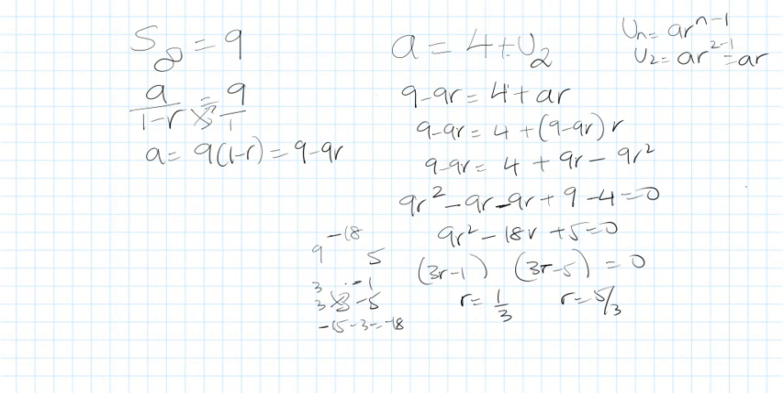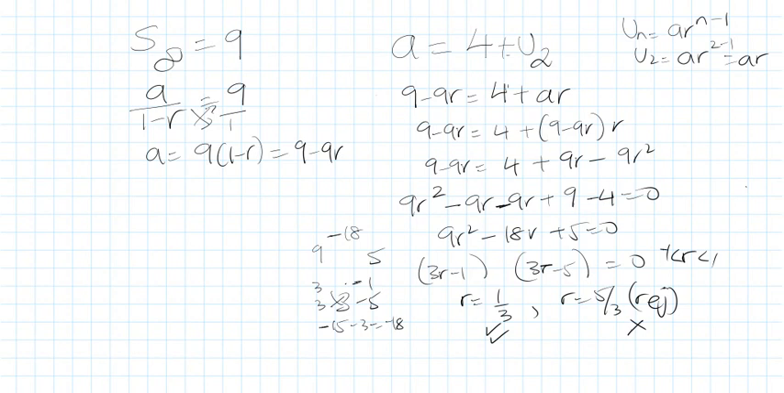However, we don't have two answers here, we have one, because for sum to infinity to exist, the r has to be between minus 1 and 1. So we'll have to pick this one. This one gets rejected because it's not in the range between minus 1 and 1. Okay, not in range. So r happens to be 1/3.